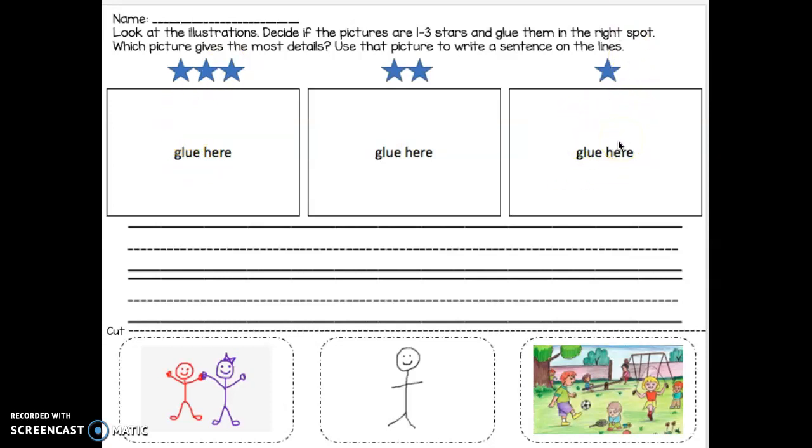Make sure you use your lines. Write your letters really good. Good luck.